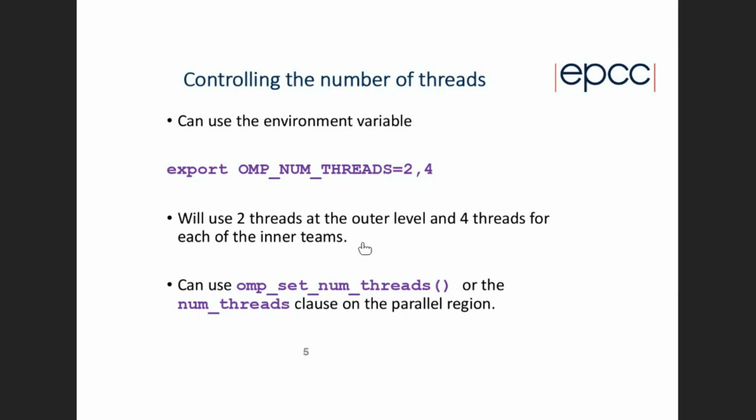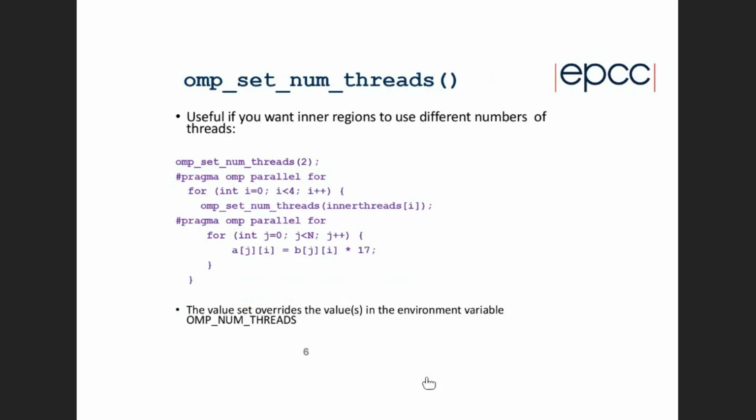That's okay as long as I actually do want the same number of threads for all of the inner teams. There are some other mechanisms. There is also an omp_set_num_threads routine and a num_threads clause on the parallel region. Both of those can also be used to control the number of threads, and let's see how that can be done. These are useful if you want, for example, the inner regions to use different numbers of threads.